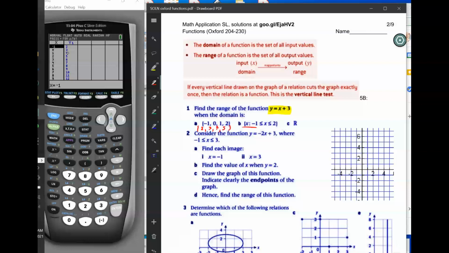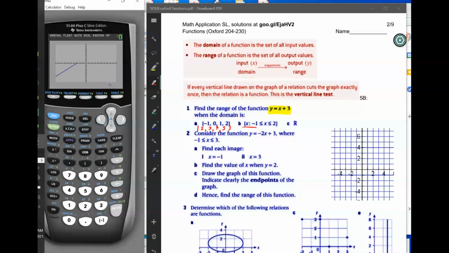Okay. And when I look at B, it gives me an interval. So instead of giving me -1, 0, 1, 2, if it says less than or equal to like this, doesn't that also include all the decimals between -1 and 2? So how do I see that? So the best way to see that is with the graph.